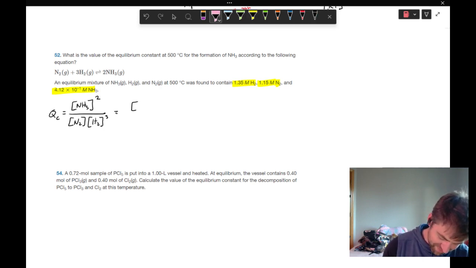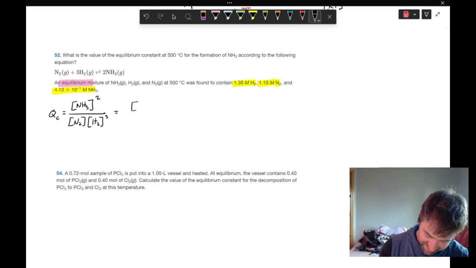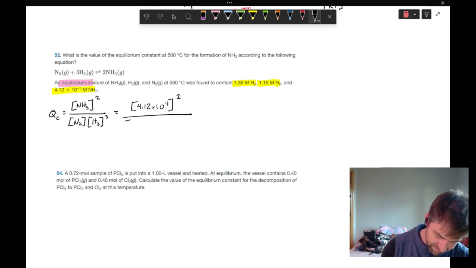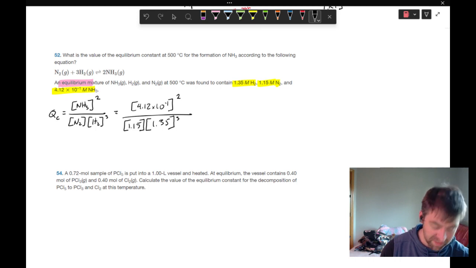We're also given at equilibrium, and we've got 4.12 times 10 to the negative 1, 1.15, and 1.35. Don't forget your exponents.